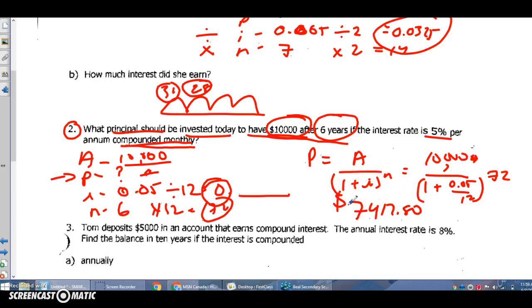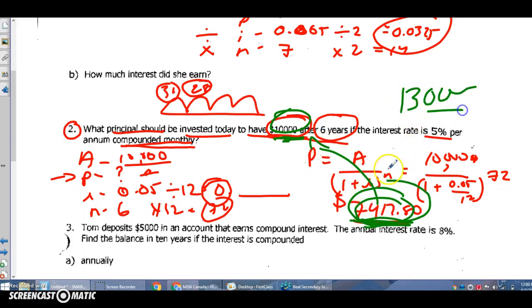So 7,412.80. Now let's be careful. Let's look at this and see if it makes sense. This is less than this. The question is, how much money do you have to put away now so you have $10,000 later? Well, it better be less than later, because we live in a society where your interest grows, right? So I'm putting away this amount now to get more later. If this answer was 13,000 or something like that, what you probably did was you messed up the equation and used the wrong equation or forgot to divide.